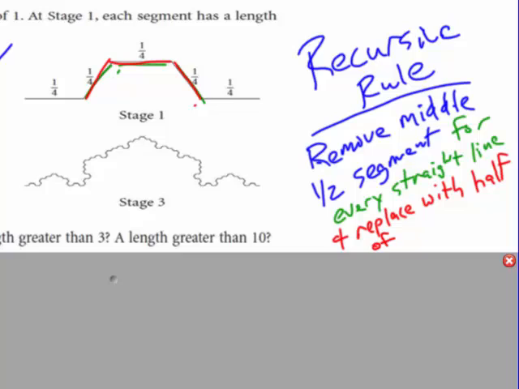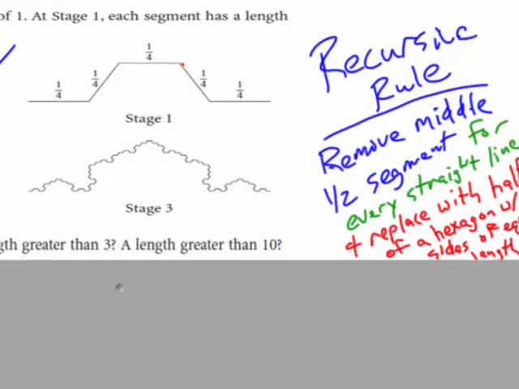half of a hexagon of equal length. That's pretty good. I could probably be more exact, but we just want to get the idea of what being recursive means, that this pattern is repeating.